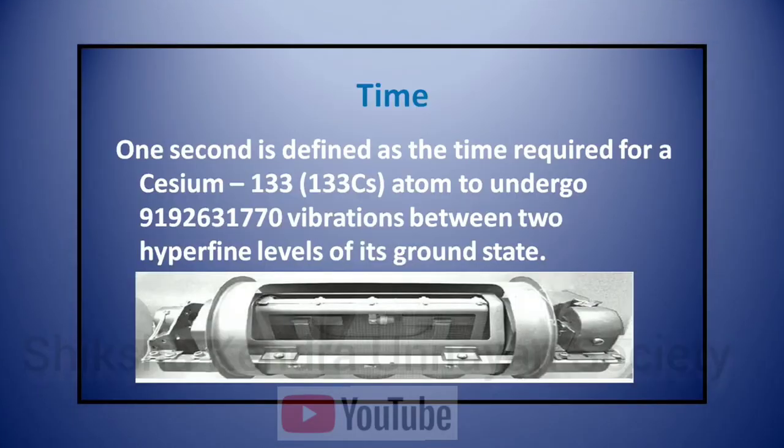1 second is defined as the time required for a cesium 133 atom to undergo 9192631770 vibrations between two hyperfine levels of its ground state.